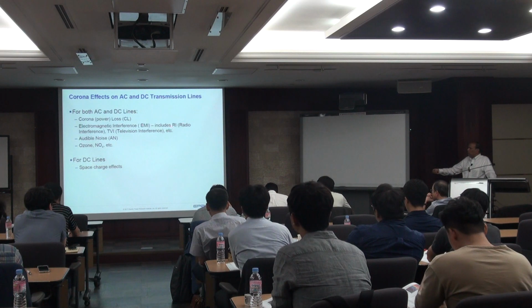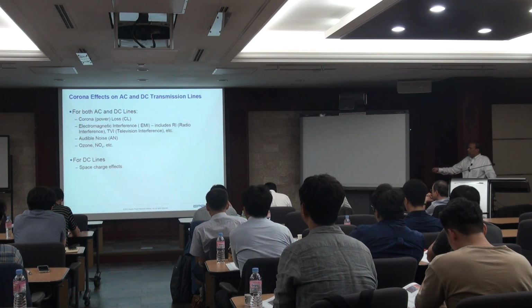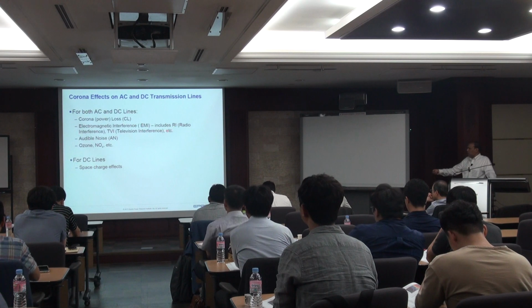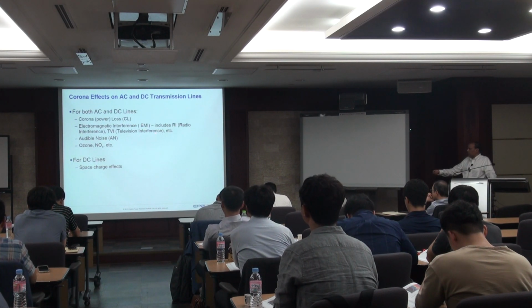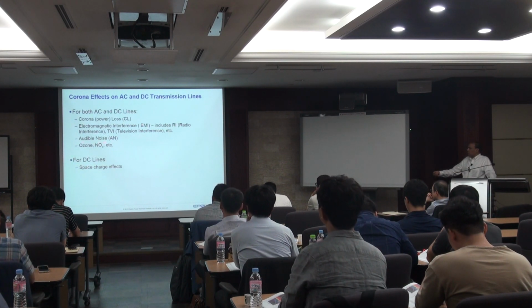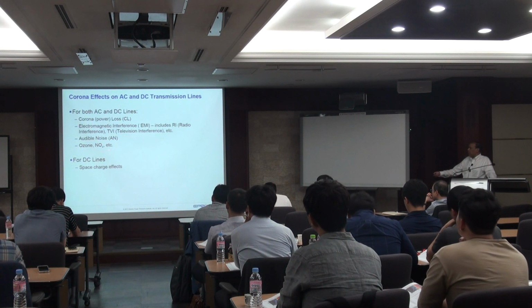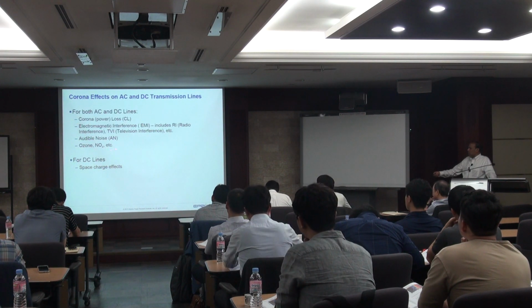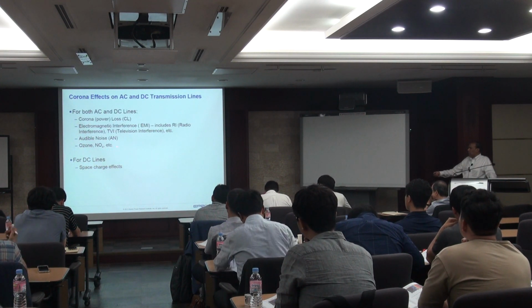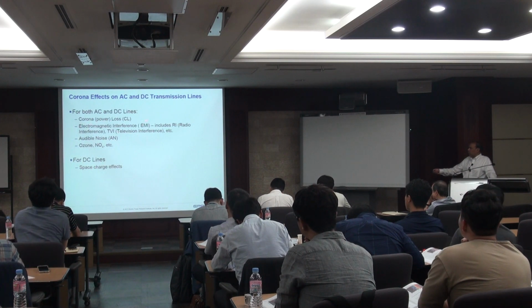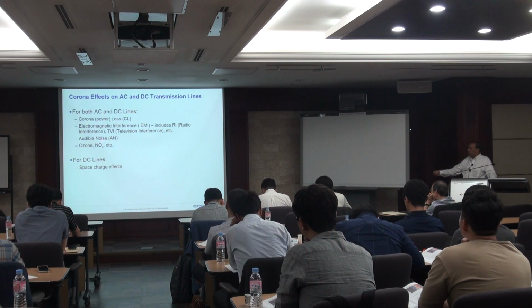If you have radio communication lines, that has an impact. In general, we call it electromagnetic interference, but that could be radio or television interference. Another issue is the audible noise, the hum noise, and the other issue is different things like ozone, which could produce NOx. All these things could come out of a corona. These are all common to both AC and DC lines.